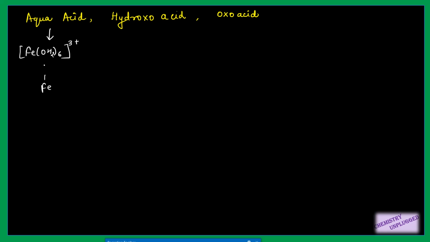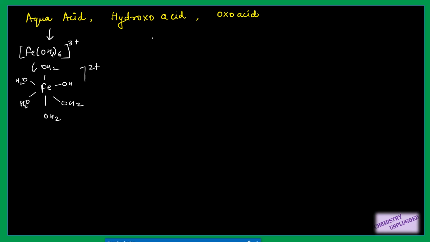You have this complex, right? Its acidic nature is due to the proton donation by the water molecule attached to this central metal atom. This type of acid will be called an aqua acid. When it donates a proton, it will form OH, and its positive charge will decrease to +2, right? The second one is hydroxo acid.